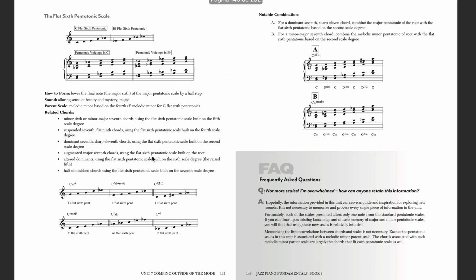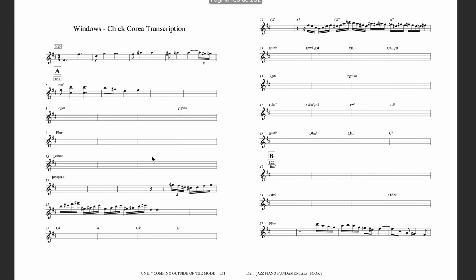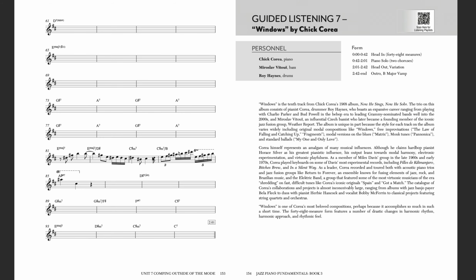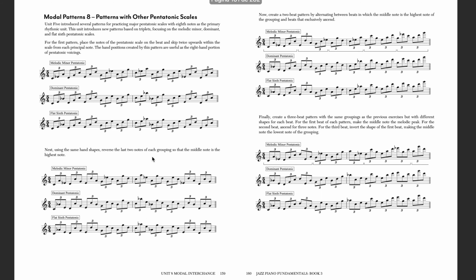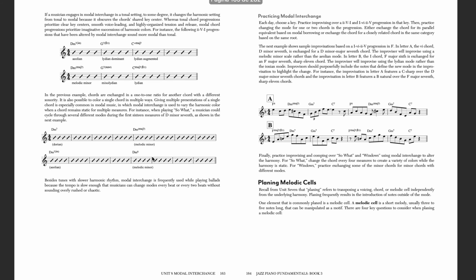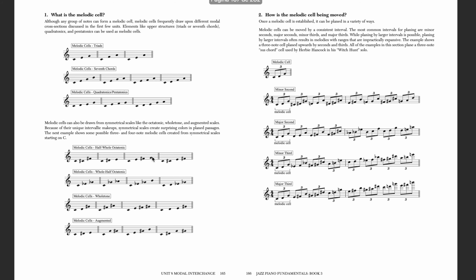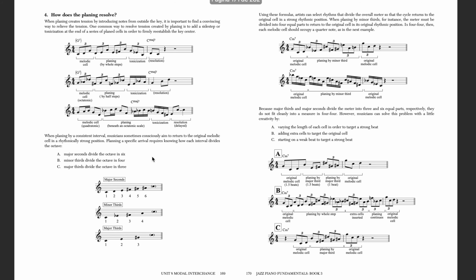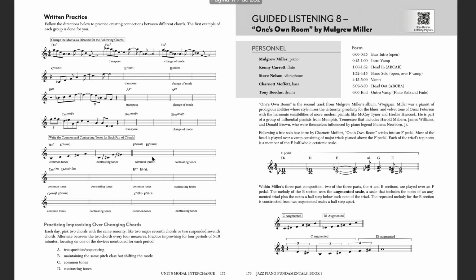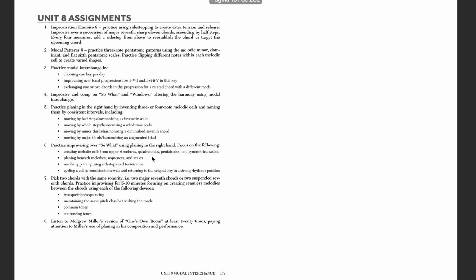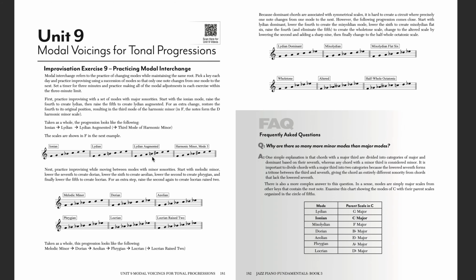Other pentatonic scales other than major and minor. Corea transcription on "Windows", which is good because you hear some of those minor pentatonic, or some of those melodic minor scale sounds there. Modal interchange, another way of playing out. More planing, lots of melodic planing, and how can you resolve planing when you play out. Improvising over changing chords. This great Mulgrew Miller track, "One's Own Room", is a great example of planing both harmonically and melodically.